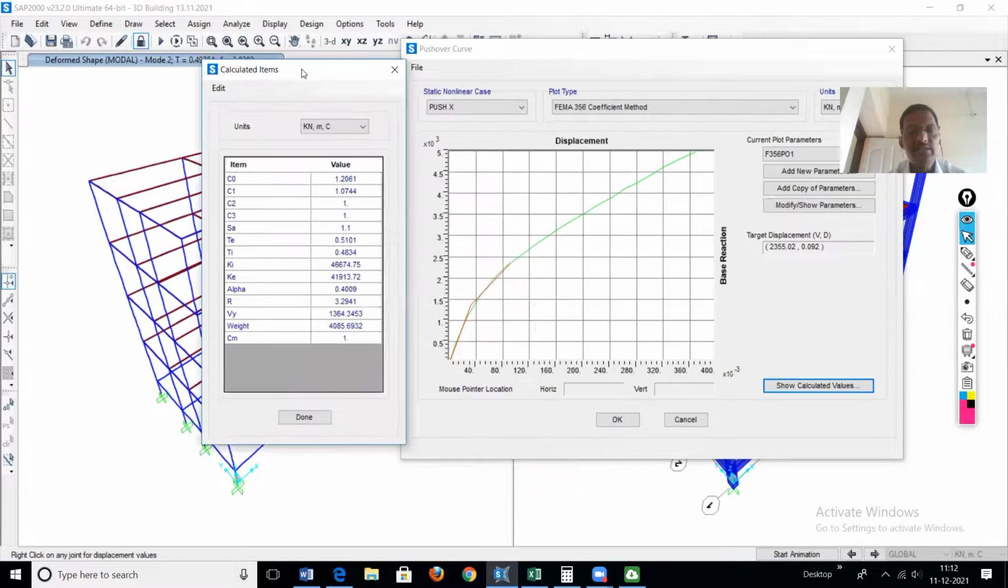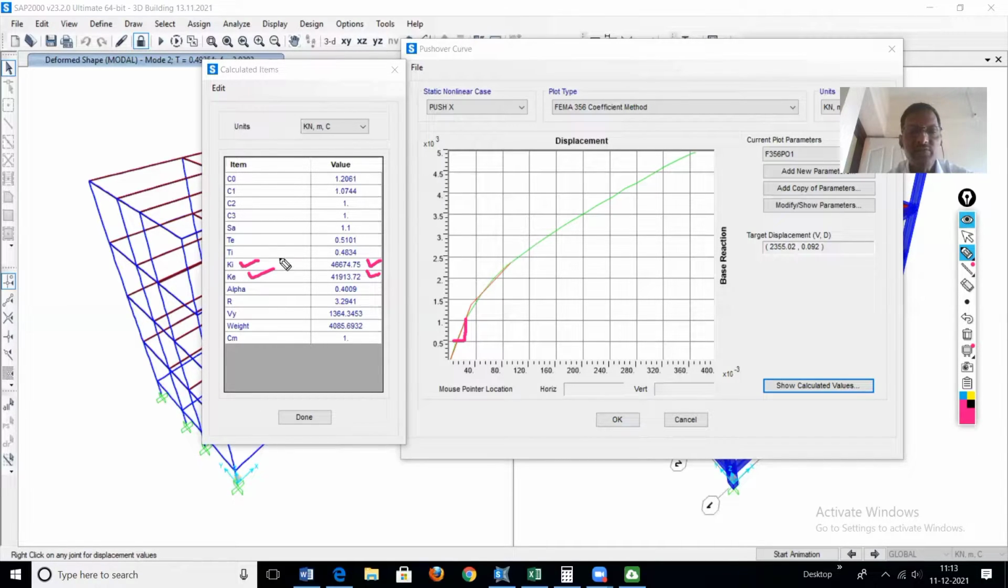Now here some parameters are given. Stiffness is given. So Ki is nothing but the initial stiffness; whatever the straight line is there, its stiffness is equal to Ki. It is given as this much kilonewton per meter. And the second segment's stiffness is Ke, equal to this much kilonewton per meter. So these two stiffnesses are given.